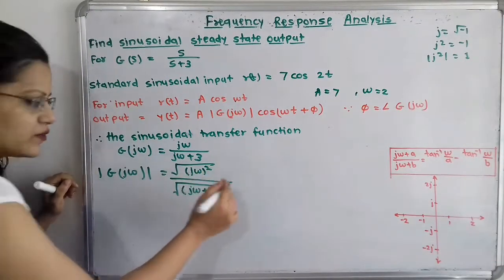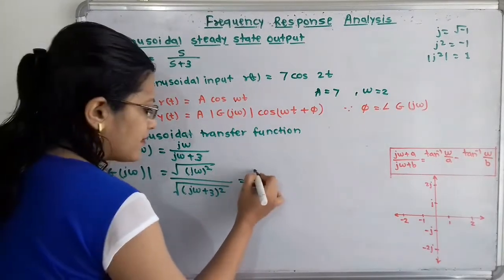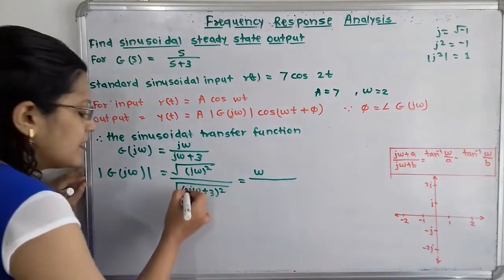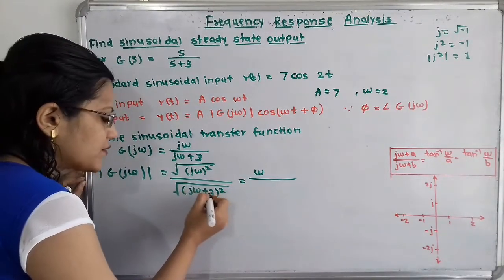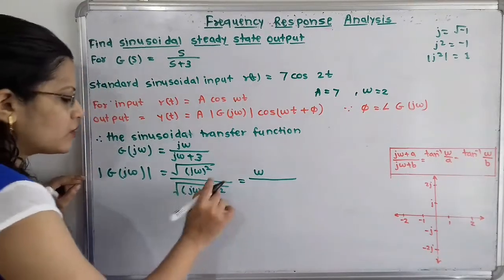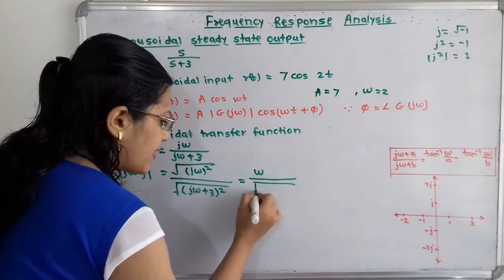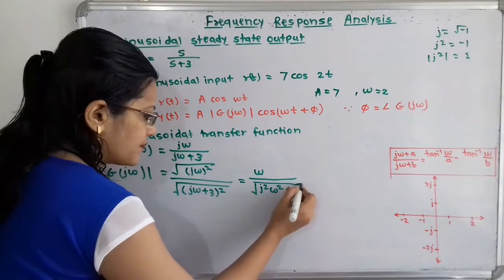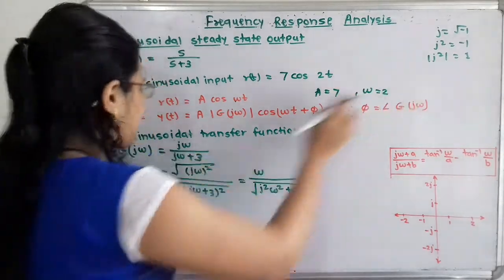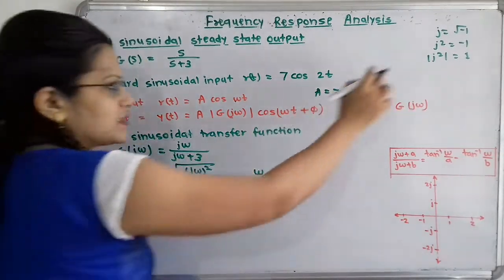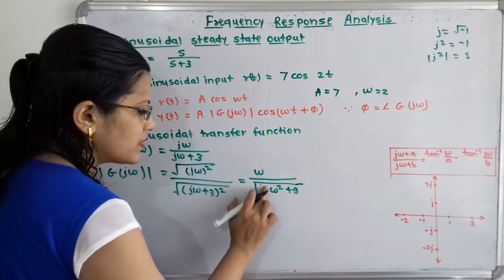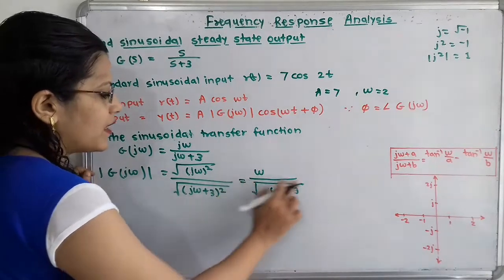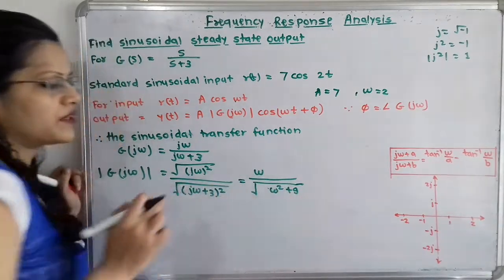Under root of ω², so I will write ω, divided by, here also, j²ω² + 9, so under root of j²ω² + 9. Now this j² is nothing but 1, because we have taken this modulus. So I will remove the j². So what is the modulus of G(jω)? That is ω divided by under root of ω² + 9.